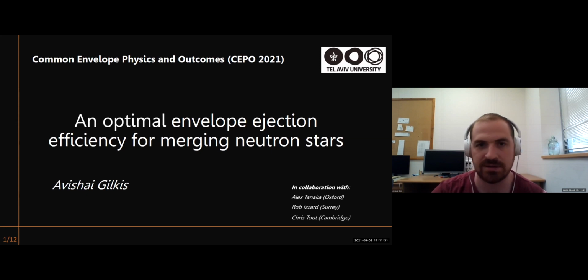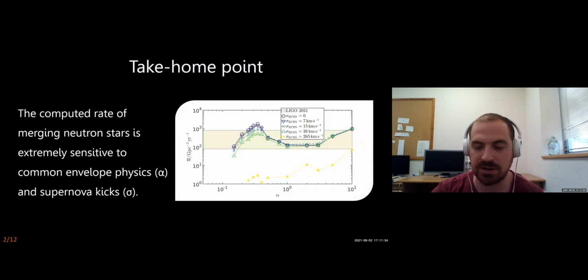So I will start by going to the bottom line, just showing the main result, and I will then go back and explain how we got this. So we calculated, using a rapid stellar evolution code and a population synthesis approach, the rate of merging neutron stars that we should detect locally. So this is the rate density, the rate per unit volume. And we can compare this to what has so far been measured by LIGO.